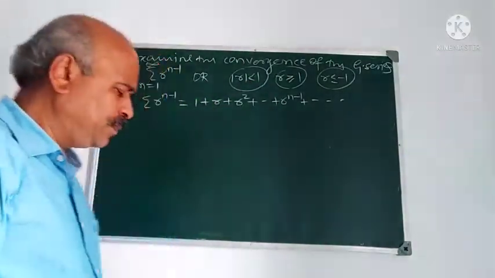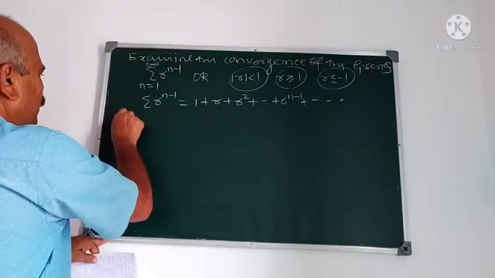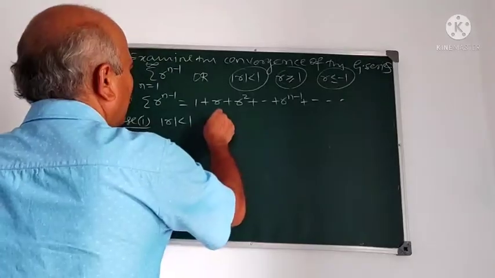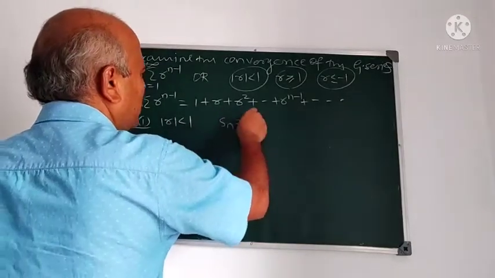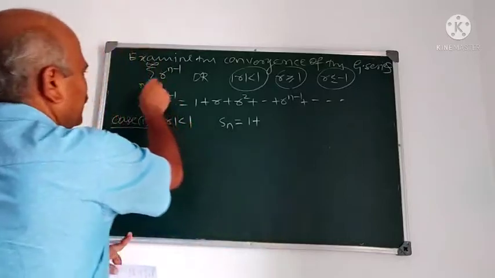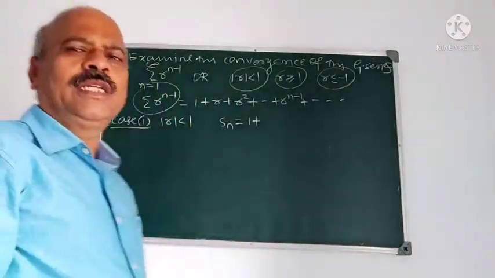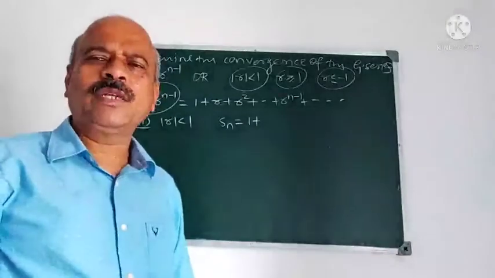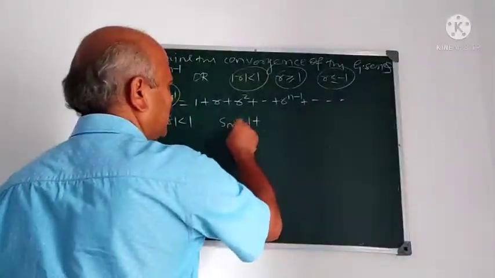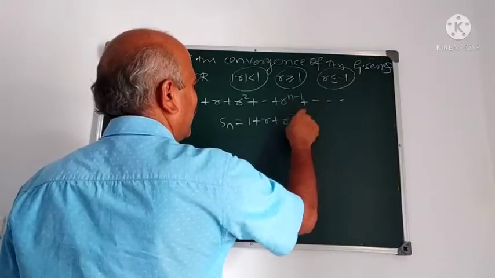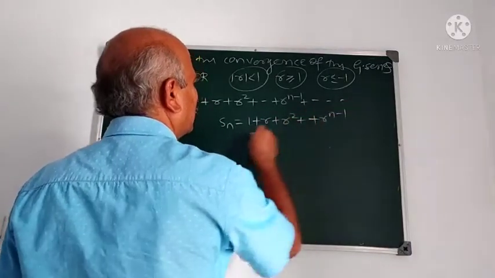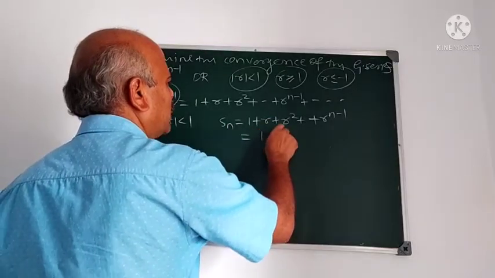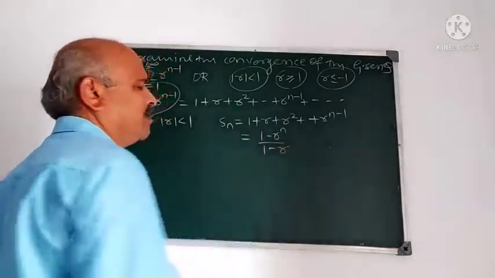Now, to prove that, first we consider mod r is less than 1. Now, when do you say that the series converges? The series is said to be convergent if the sequence of partial sums converges. Now, what is the sequence of partial sums? Sn is 1 plus r plus r square plus so on up to r raised to n minus 1. And we have this sum is given by 1 minus r raised to n upon 1 minus r.